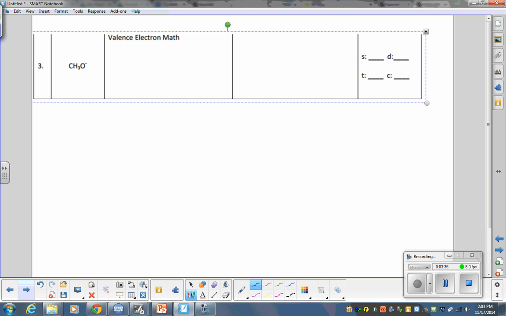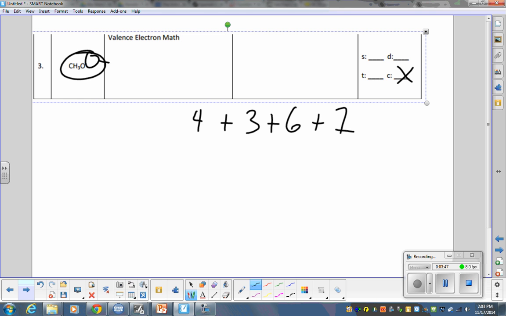CH3O minus, since it has a charge, I know I can't have any coordinate bonds. That's the first thing I want to think about. And then carbon has 4 valence electrons, hydrogen has 3, plus 6, plus 1. Why the 1? Because the negative charge means it gained 1 electron. So I'm going to get a total of 14 valence electrons when I start.